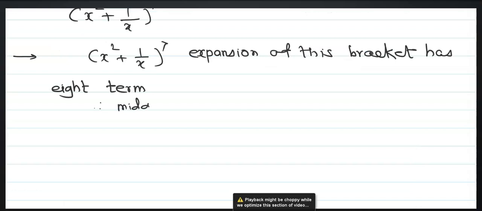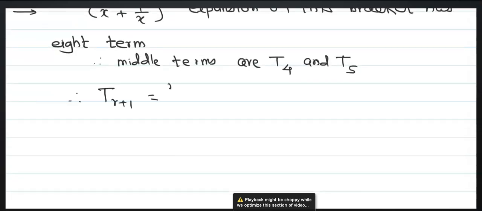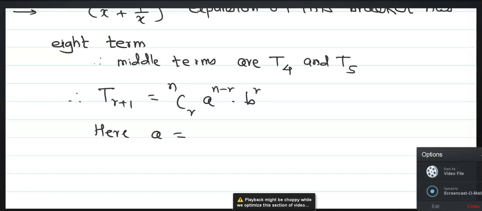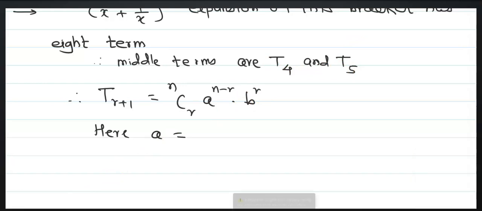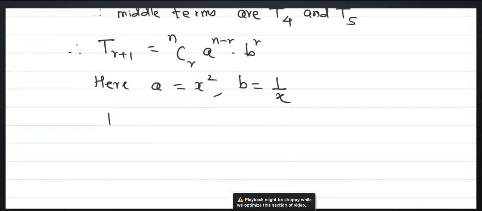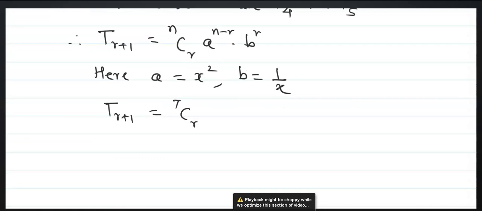Now here n is equal to 7, which is odd. Therefore, (7 plus 1) upon 2, that is 8 upon 2, means 4. And next will be (n plus 3) upon 2, that is (7 plus 3), that is 10 upon 2, that is 5. Therefore, T4 and T5 are the middle terms. Now apply the formula. Here a is equal to x square, b is equal to 1 upon x.